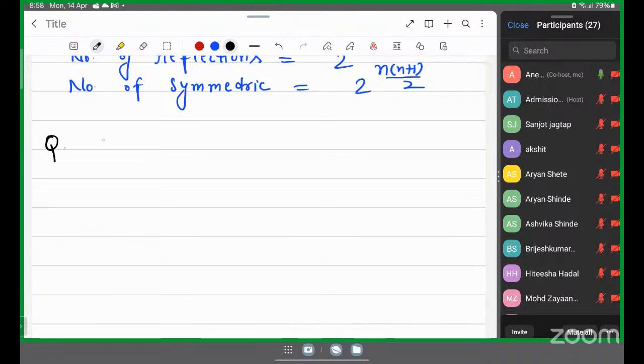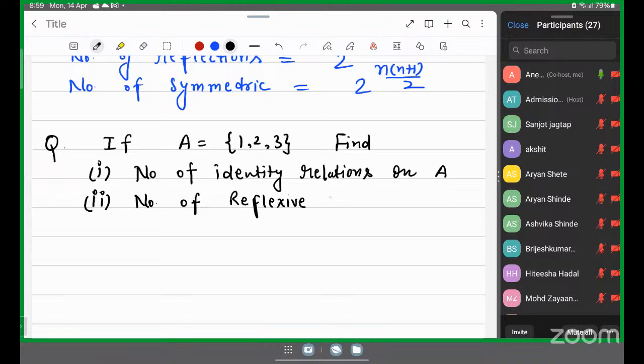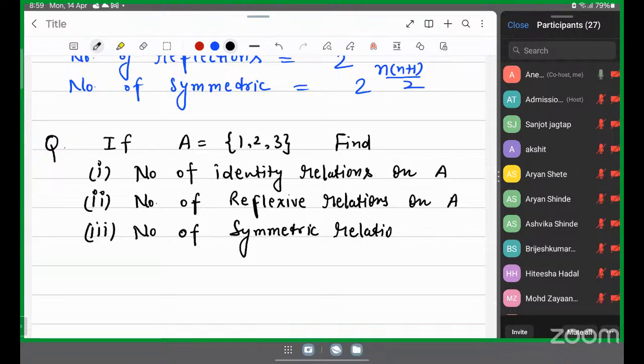Let's do some question. If set A is {1, 2, 3}, find number 1, number of identity relations on set A. Number 2, number of reflexive relations on set A. Number 3, number of symmetric relations on set A.